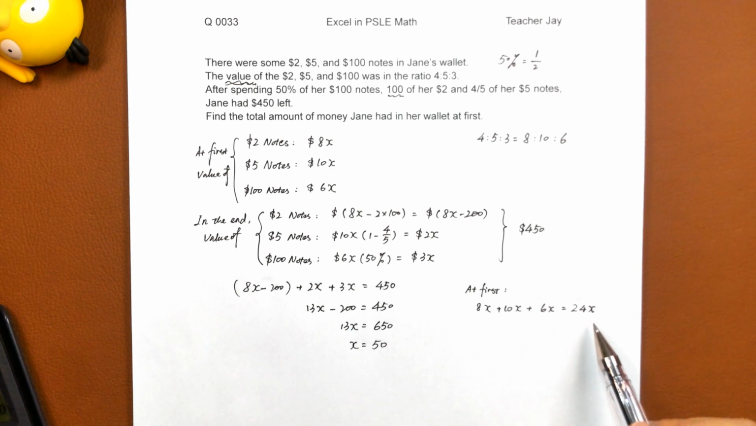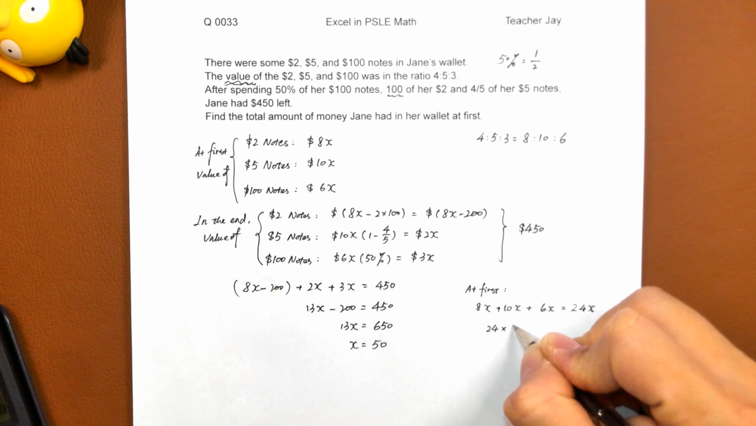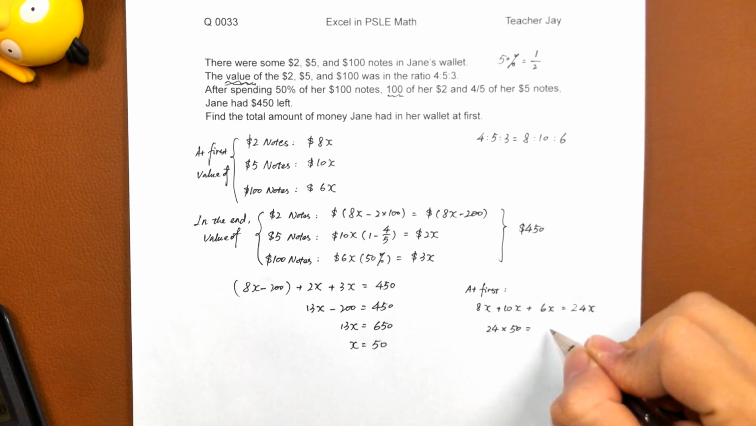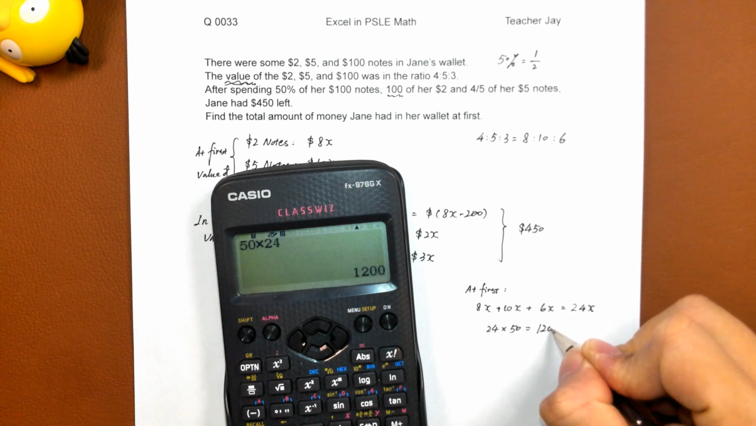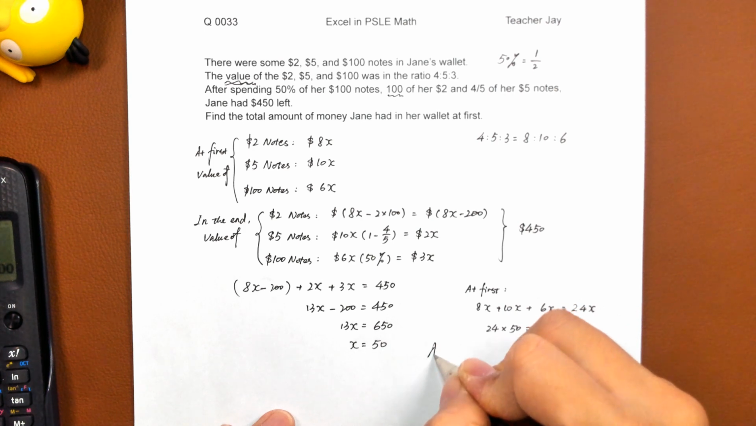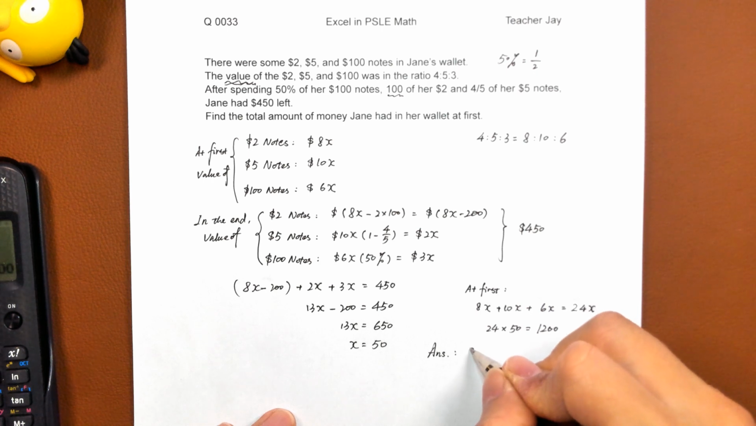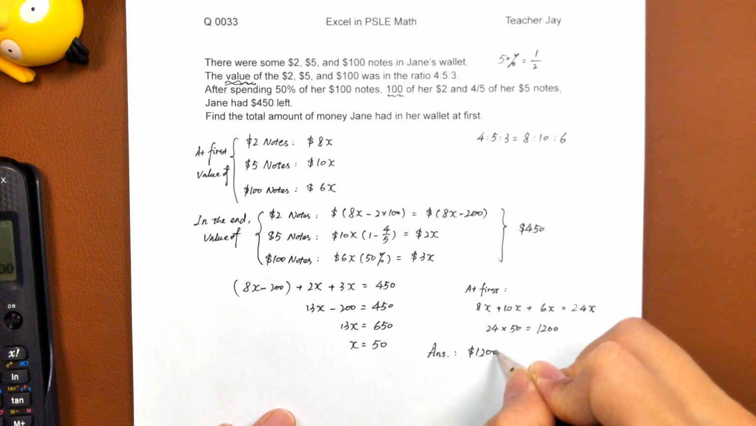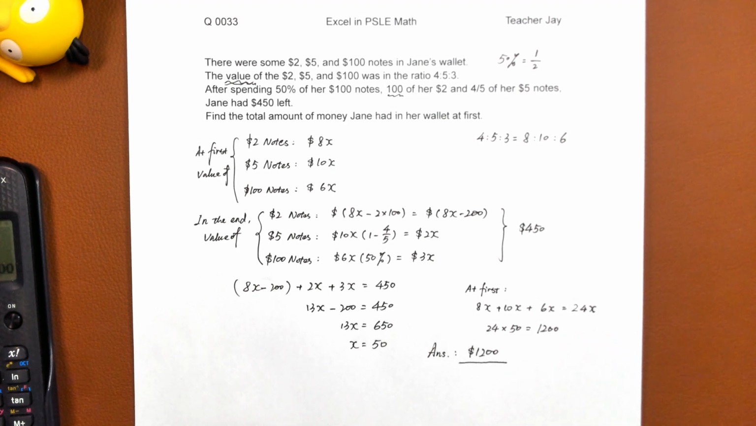24x, and 24 times 50. 50 times 24 is 1,200. At first, Jane had $1,200. Okay, this is the answer.